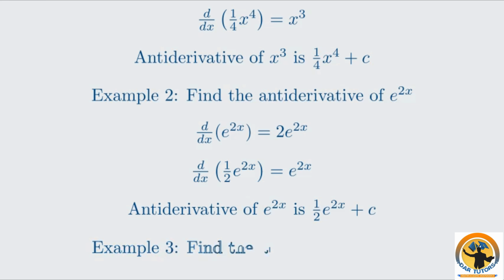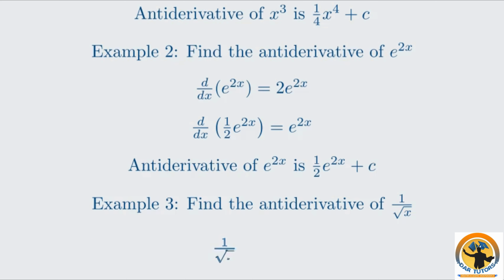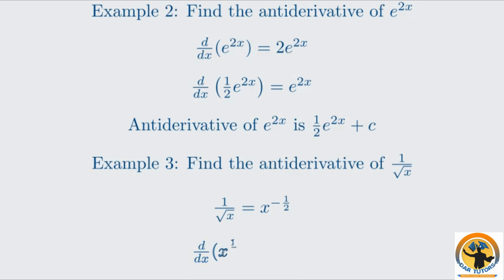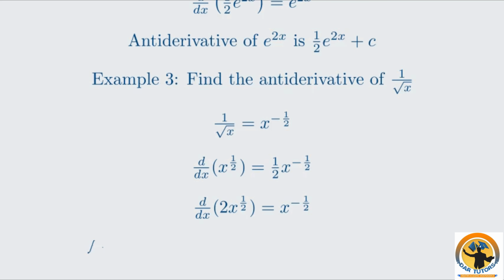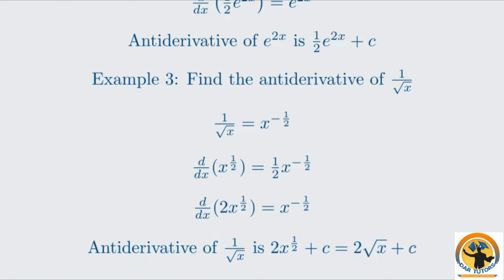Finally, let's find the antiderivative of 1 over the square root of x. First, it's helpful to rewrite this using a negative fractional exponent. 1 over the square root of x is the same as x to the power of negative 1/2. Now, we need a function whose derivative is x to the power of negative 1/2. The exponent must have been 1 higher, so it was positive 1/2. The derivative of x to the power of 1/2 is 1/2 x to the power of negative 1/2. To get just x to the power of negative 1/2, we need to multiply by 2. So, the antiderivative of 1 over the square root of x is 2 times x to the power of 1/2, which is 2 times the square root of x plus c.